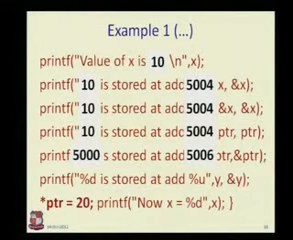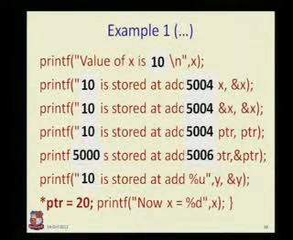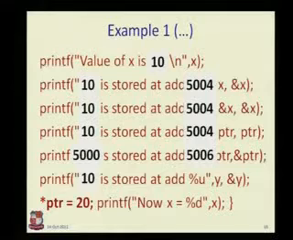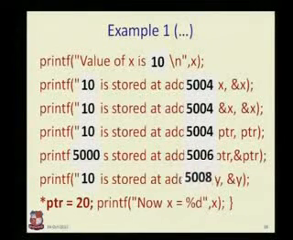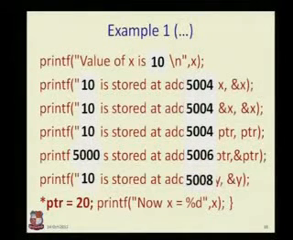Now where does y point? Y is *ptr, so y is 10. Okay, it is 10, and &y is its address. Here it comes, address 5008. That means this 10 was stored at 5004, and this same 10 is stored at 5008.